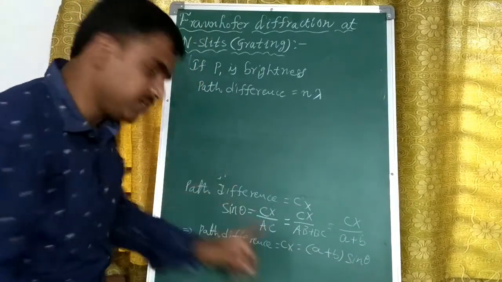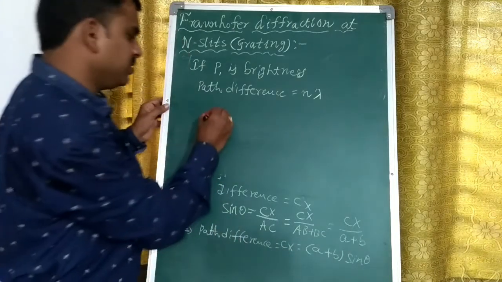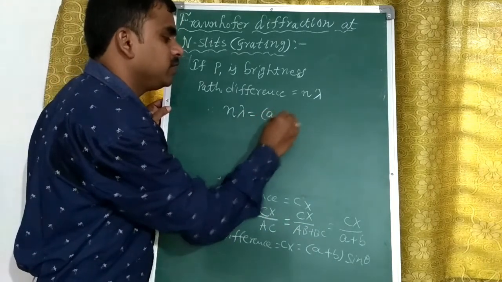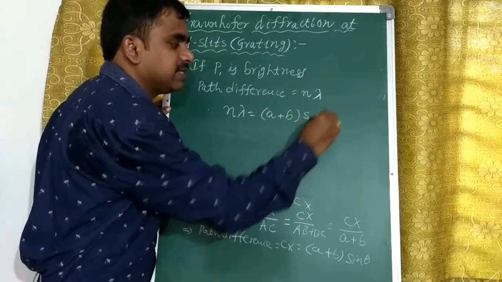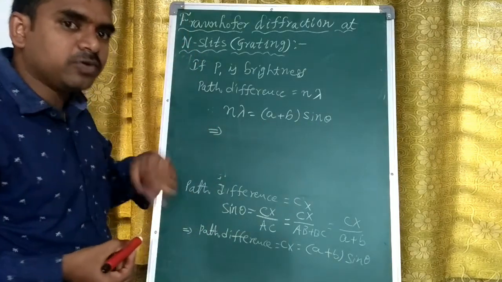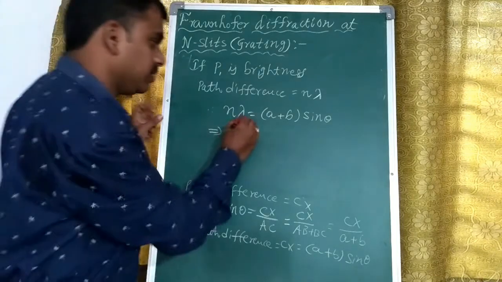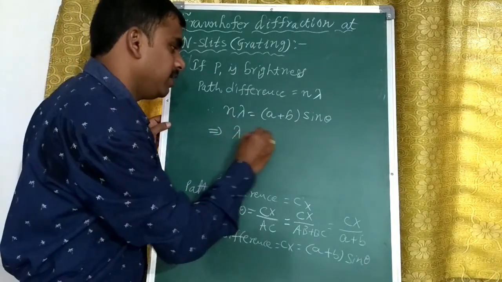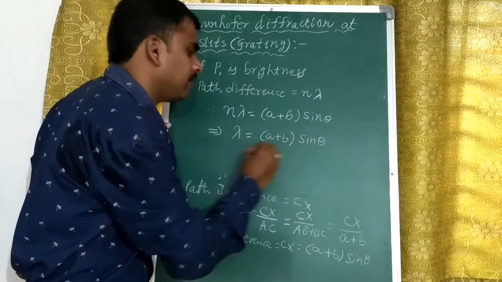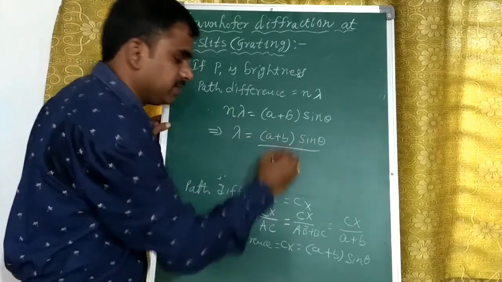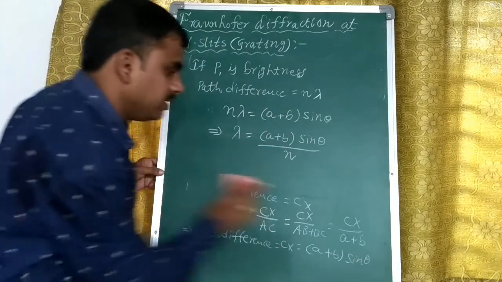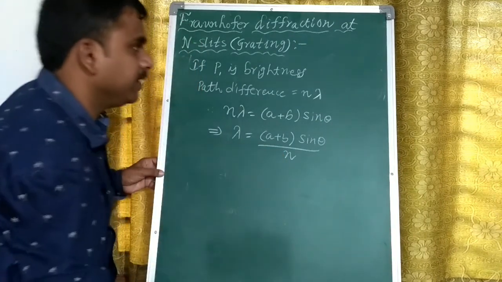But according to our derivation, what did we get here? (A plus B) sine theta. Therefore, n lambda equals (A plus B) sine theta. What is our aim by using the grating? We have to determine the wavelength of the source of light. That means lambda equals (A plus B) sine theta by n, where the multiplying term moves to the other side and divides.